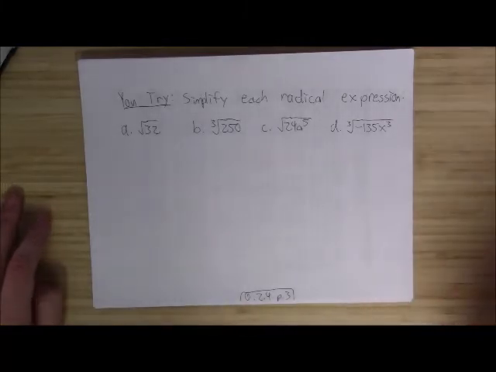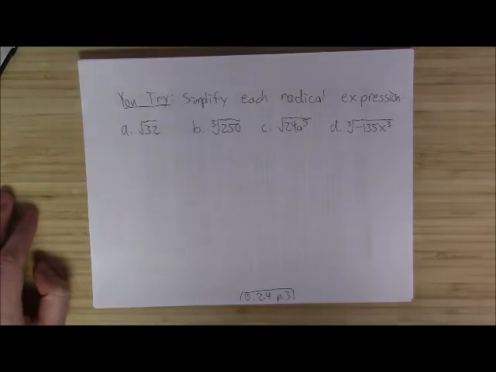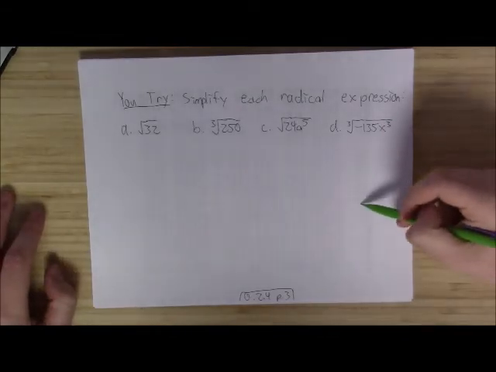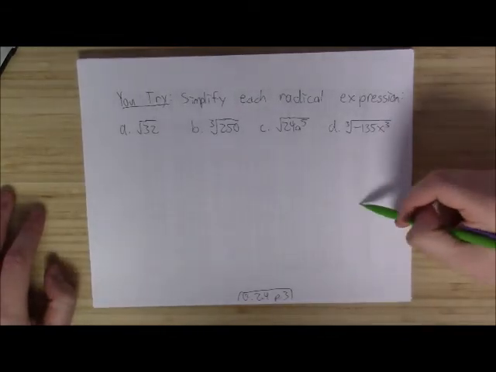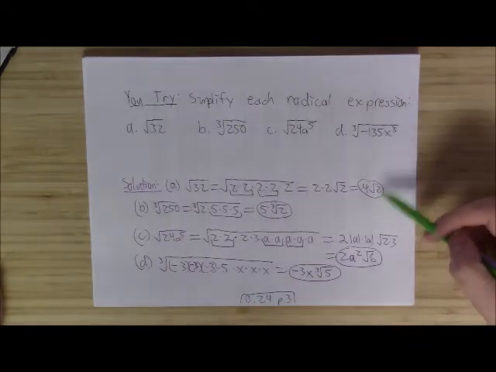So now it's time for you to try an example. Go ahead and simplify each of the following radical expressions. Again, on the count of 3, I'll reveal the answer. 1, 2, 3. So now you can go through and check your answers.